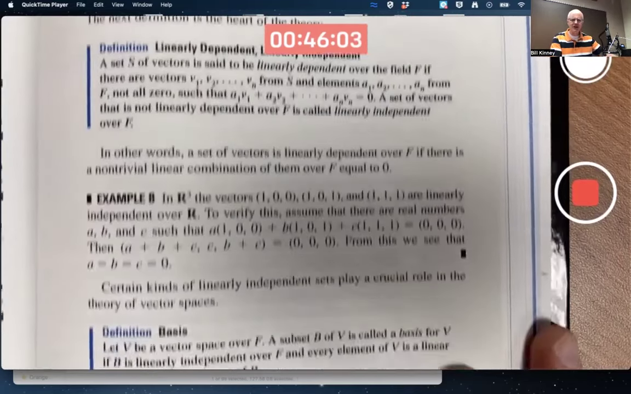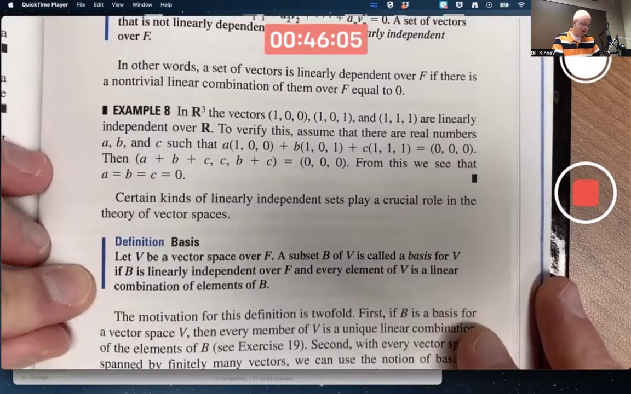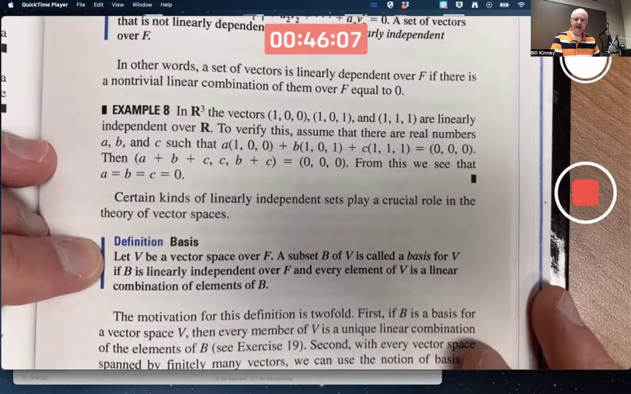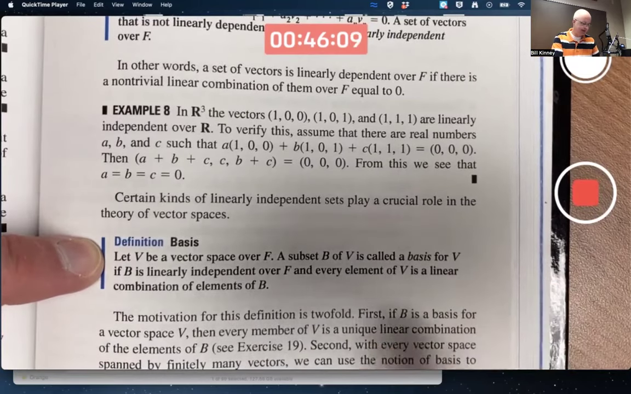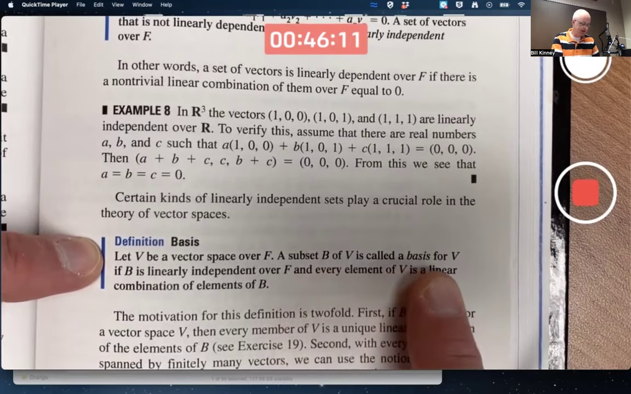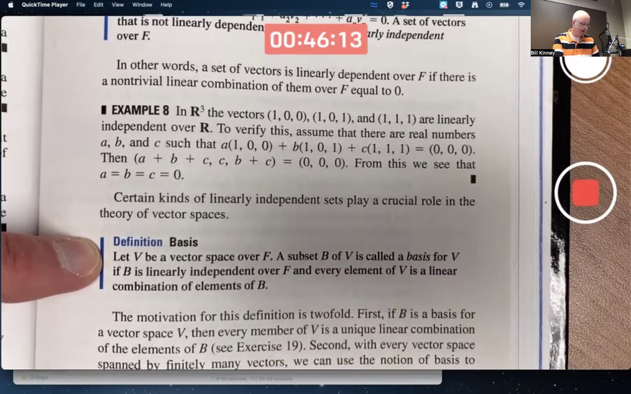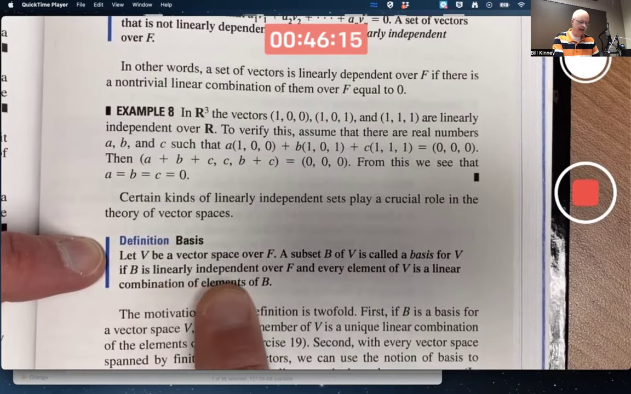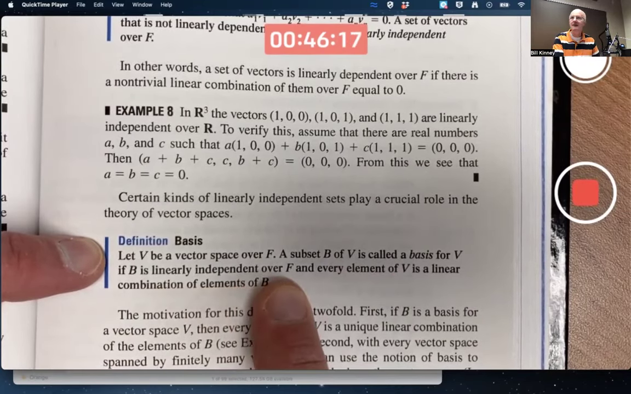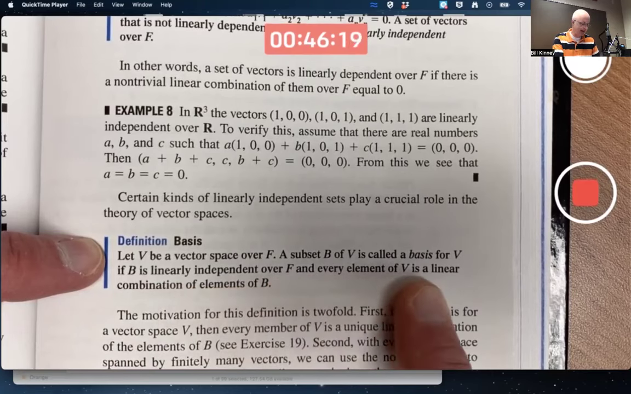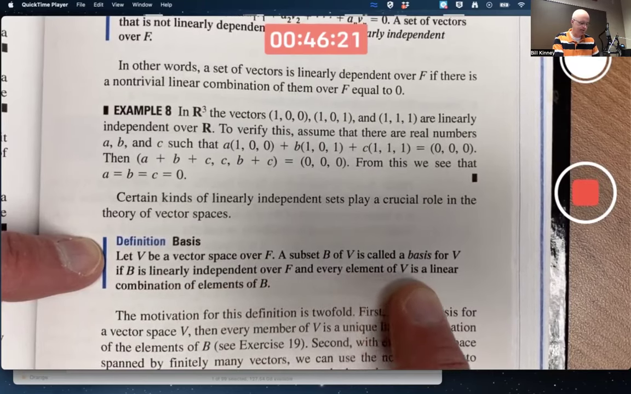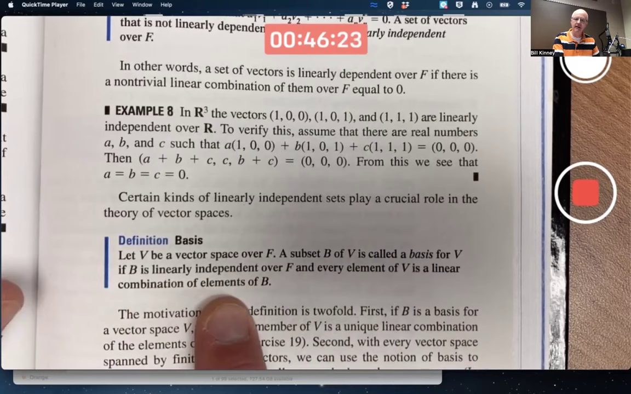And then we have a definition of a basis. Let V be a vector space over F. A subset B of V is called a basis for V if two conditions hold. B is a linearly independent set over F, linear independence, and it spans V. Every element of V is a linear combination of elements of B.